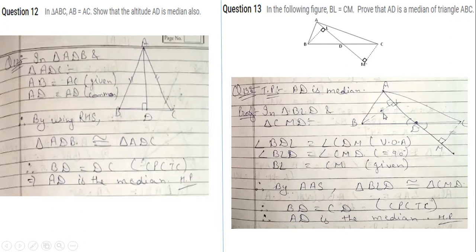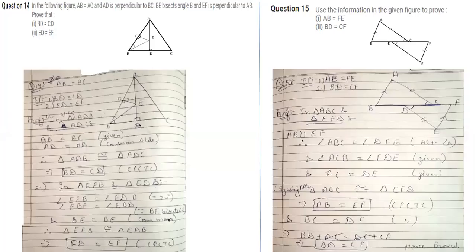By using the angle side axiom, we can say that these two triangles are congruent. And if these two triangles are congruent, that means BD is equal to CD. If BD is equal to DC, that means D is the midpoint. That means AD is the median of triangle ABC. Hence proved.